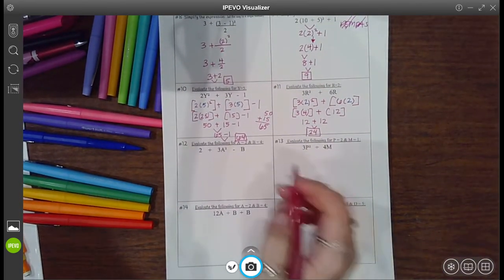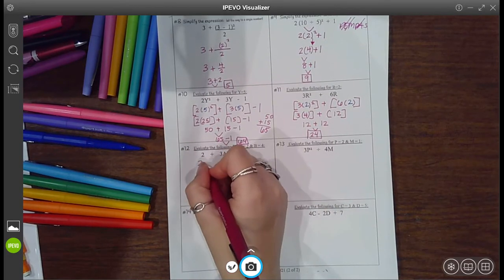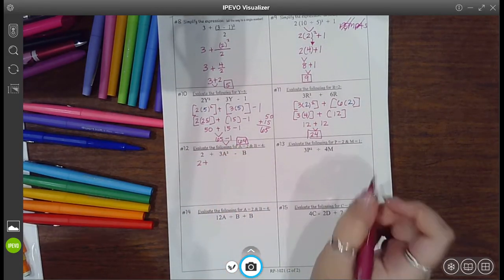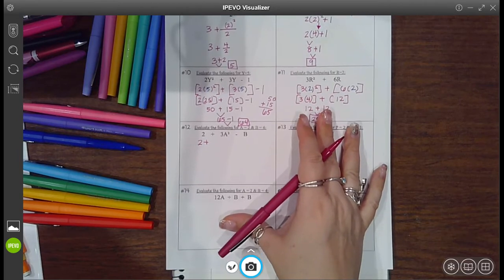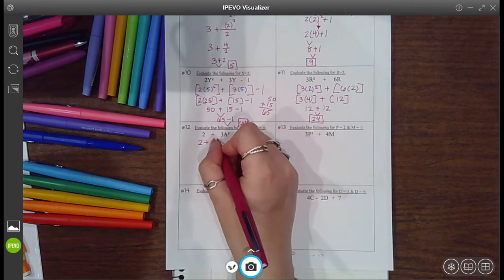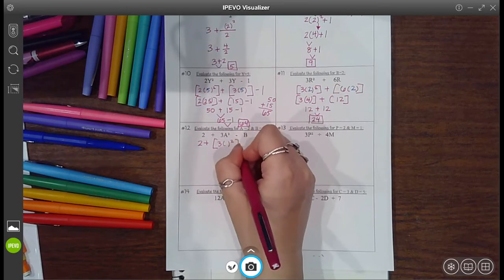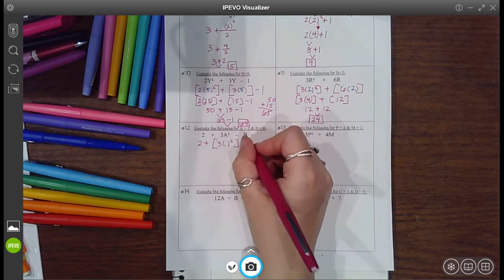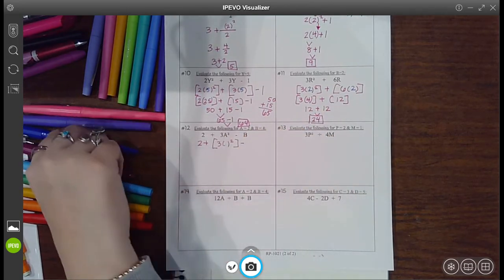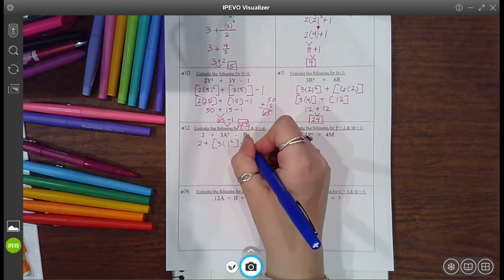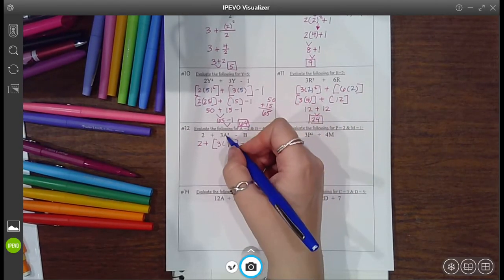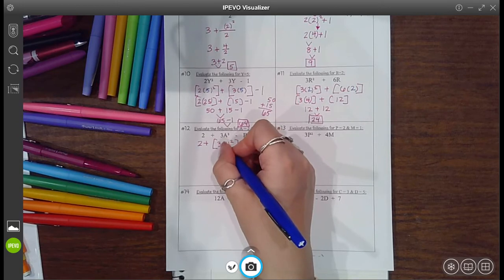Okay, my next one, you have 2 plus, and again, feel free to pause the video, try it yourself first, and then unpause to check. Okay, this term is 3 times a squared, and then minus whatever b is. So b, I'm going to replace with a 4, and this a, I'm going to replace with a 2.